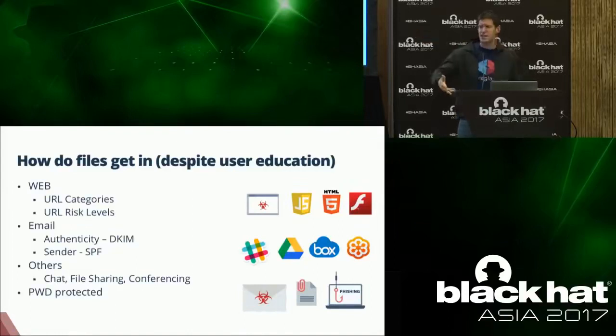how do files actually get in? There are the trivial examples where users just go and click stuff. If you download a file from a valid website, that might be okay. The question is, how do you verify if a website is valid or not? We'll come back and touch on the differences between URL categories and URL risk levels in a sec.